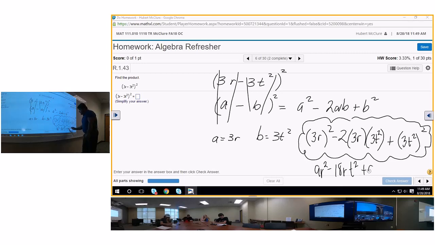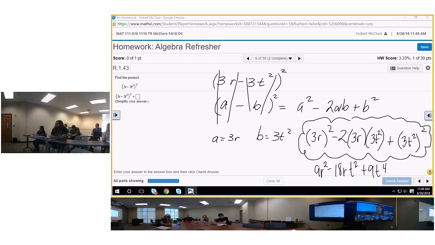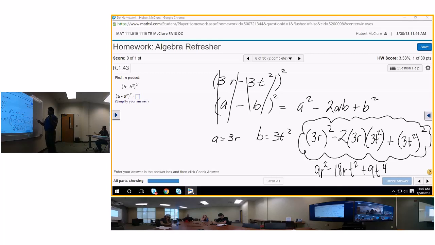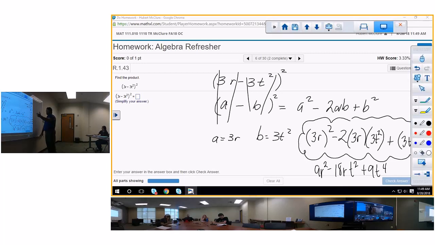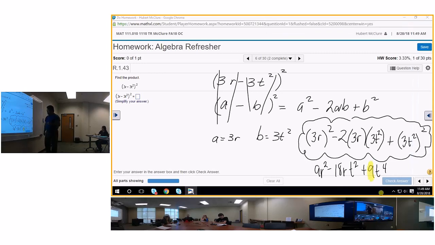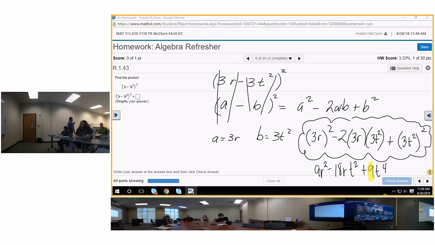What's the most common mistake students make on this problem? Anybody know? Getting the plus and minus switched. No, but that's a good answer, but that's not it. That's number one, but not number two. Number one is this one. Why does that position get wrong? Why does that position where the 9 is, why is that the most missed position?